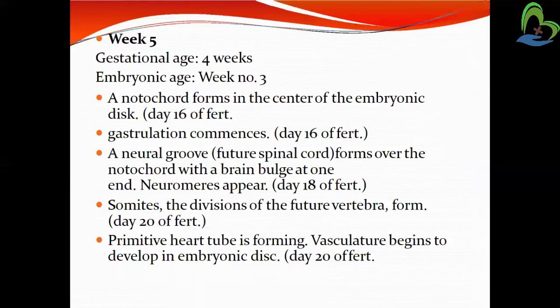So in the fifth week, the vertebra, spinal cord, and brain all form, after some days of fertilization, like 16, 18 or 20. Then the primitive heart tube forms and vasculature begins to develop in the embryonic disc at day 20 of fertilization. So the heart tube also forms after the 20th day of fertilization. So all these events occur during the fifth week.